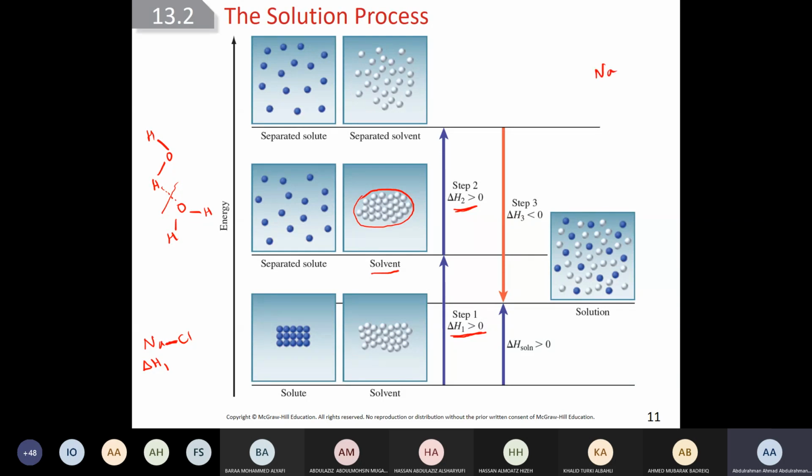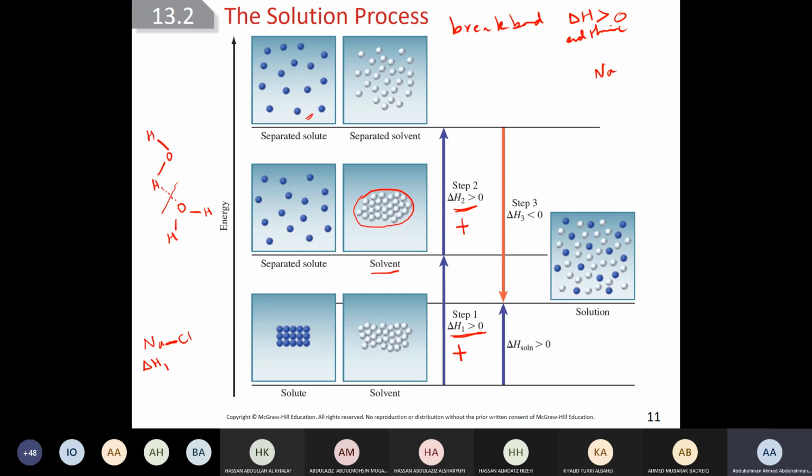And of course, delta H1, is it positive or negative? Positive. How about delta H2? Positive also. Why are delta H1 and delta H2 positive? If you break a bond, what is it? Endothermic process. And delta H must be greater than 0. Yes. So delta H1 and delta H2 must be positive and positive.